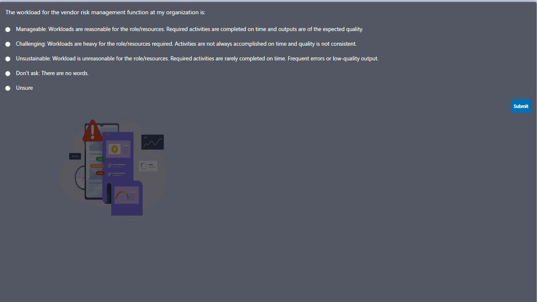Our next poll question is, the workload for the vendor risk management function at my organization is manageable. The workloads are reasonable for the role and resources, and required activities are completed on time. Outputs are of the expected quality. It's challenging. The workloads are heavy for the role and resources. Required activities are not always accomplished on time, and quality is not consistent. C, it's unsustainable. The workload is unreasonable for the roles and resources. Required activities are rarely completed on time. There are frequent errors or low quality output. There are no words, so don't ask, or you're unsure.